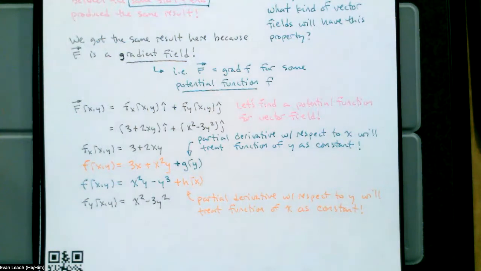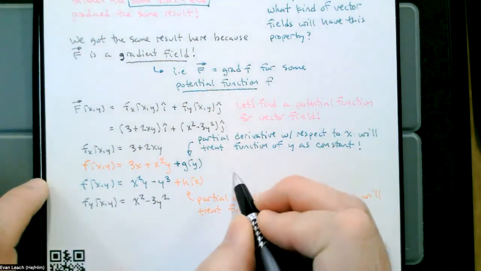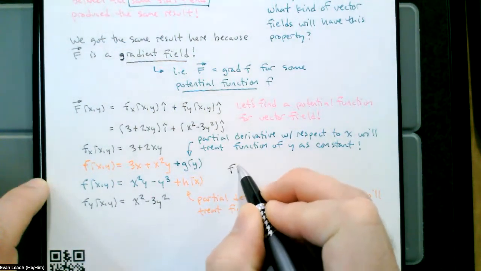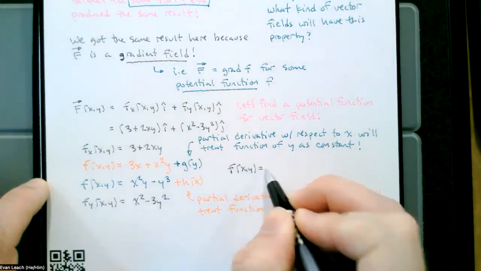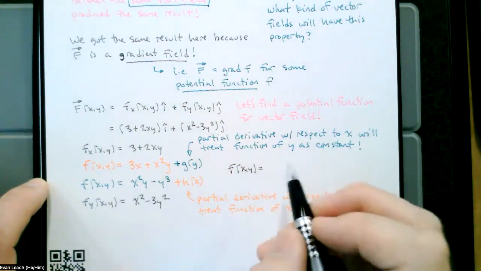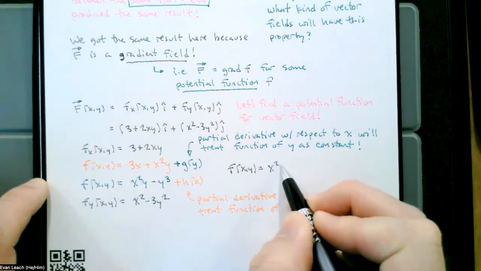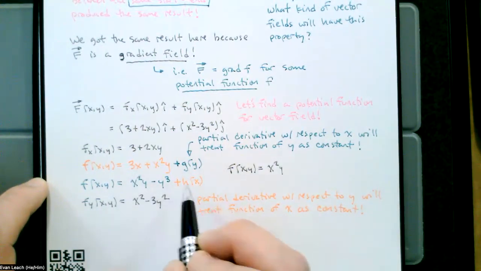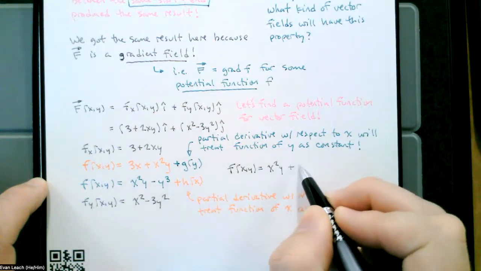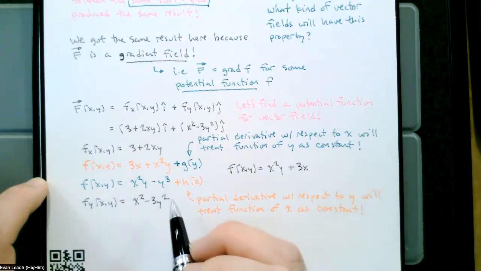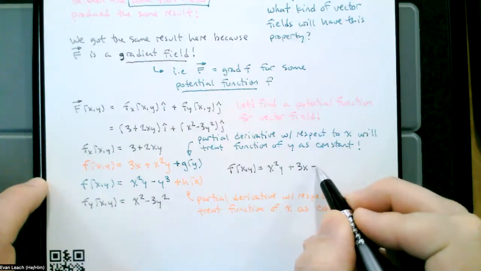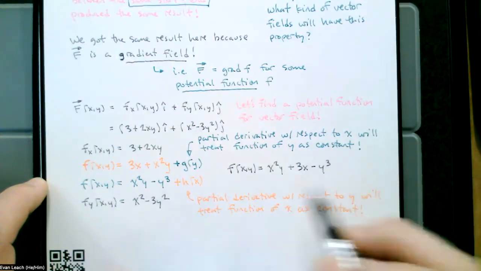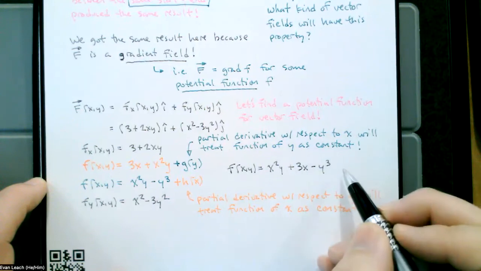So if we gather all these things together, our potential function could be what they have in common, x squared y, plus 3x, that's our function of x, minus y cubed. I suppose we could have some constant out here too.